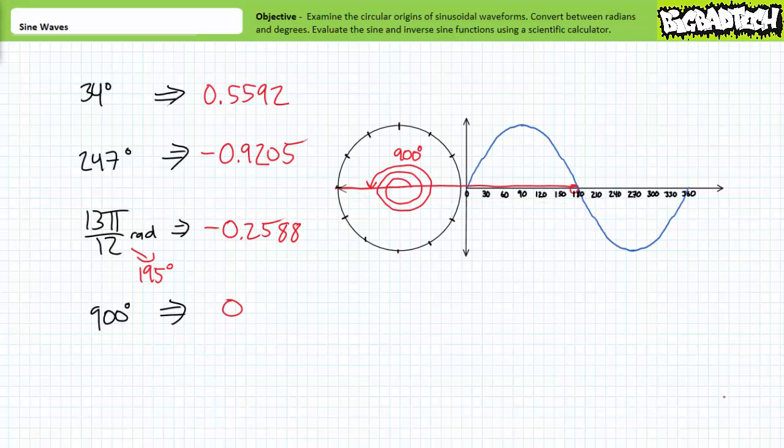Finally, the sine of 900 degrees equals 0. At first you might be surprised by this, but think about it. One full revolution is 360 degrees. Two full revolutions is 360 plus 360, or 720 degrees. Go one more half revolution, or an additional 180 degrees, you've got 2.5 revolutions, or 900 degrees, and you're back on the x-axis on the far left side of the circle.